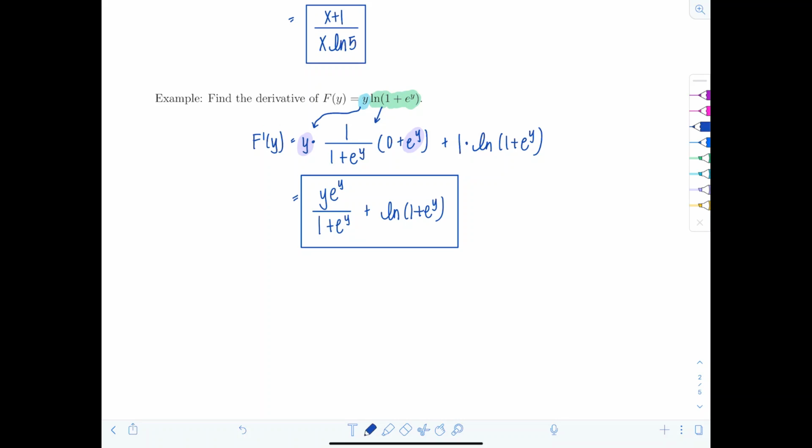All right, you cannot distribute a natural log across addition. Ln of a plus b cannot be simplified.